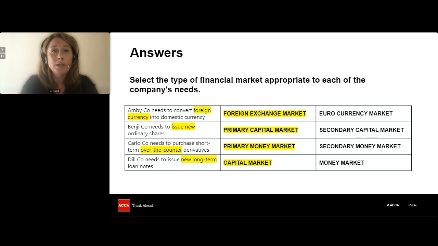And the examiner did note that quite a few people were distracted by that third one and picked the secondary money market and not the primary money market. Hopefully that's clear now.